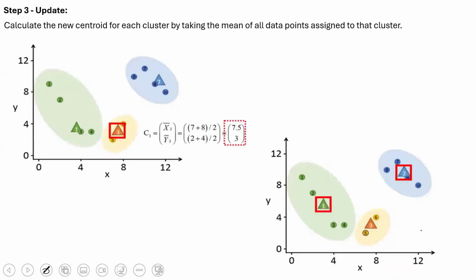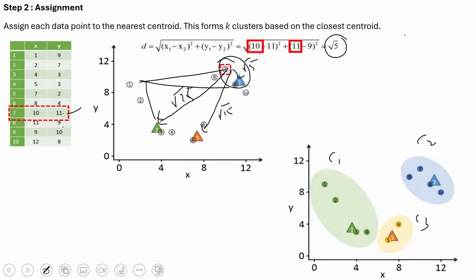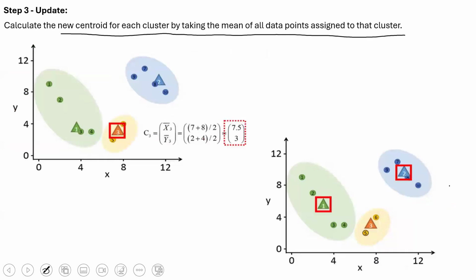And what you do in step number 3 is, initially you have chosen the centroids randomly, right? Now you have to update the centroids so that you will come up with the right clusters. Calculate the new centroid of each cluster by taking the mean of all data points assigned to the cluster. In step 2, we have assigned different points to different clusters, right? Here in this cluster you have 4 points, here in this cluster you have 2 points, and here in this cluster you have 4 points. Now calculate the updated mean of those clusters.